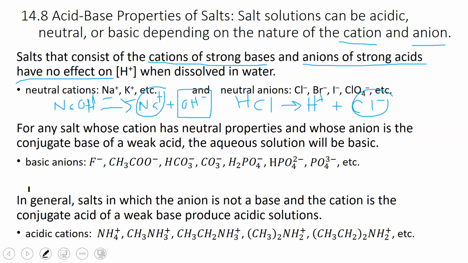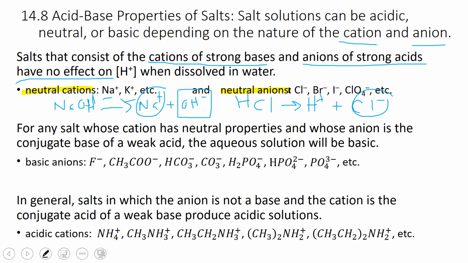And so I want to highlight that for us right here. We're talking neutral cations and neutral anions. And those are, if you will, the conjugate acids and conjugate bases of strong bases and strong acids respectively, okay? Those are neutral ions.